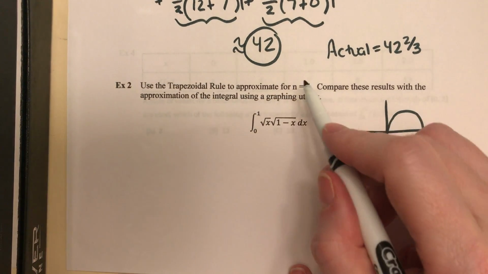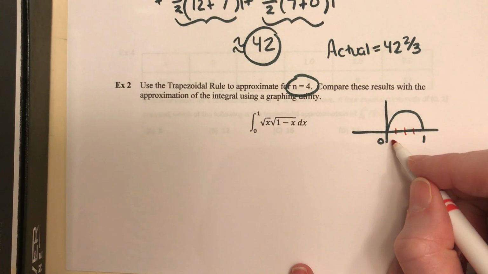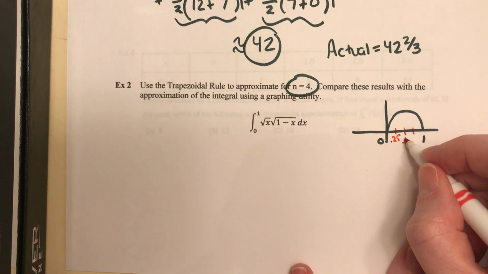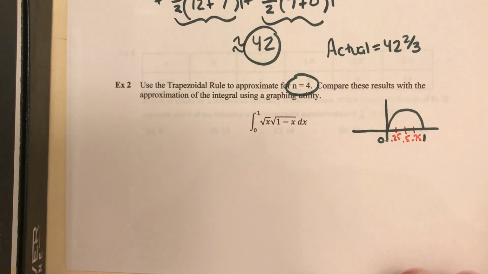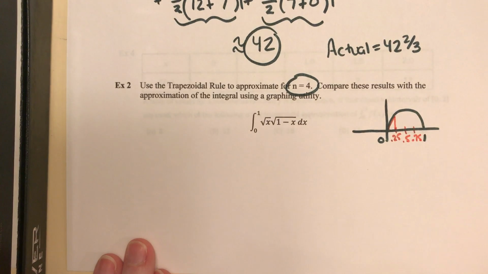Okay, so we're going to use n equals 4. So I'm going to split this up into 4 equal sections, which means I'm going by 0.25. And I'm going to start with my first trapezoid. So the first one is going to look like that.